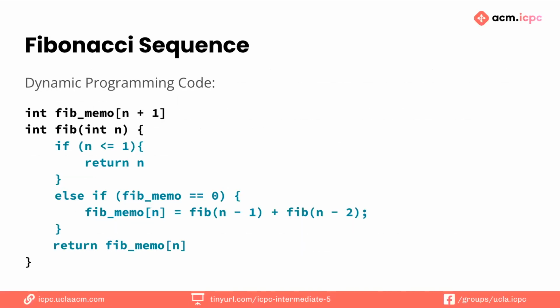So for an improved code to find the nth Fibonacci number, up here we store all the previous Fibonacci numbers. And here, if we haven't solved for it before, we compute it, and if not, we just return our pre-computed value. Are there any questions with how DP works?